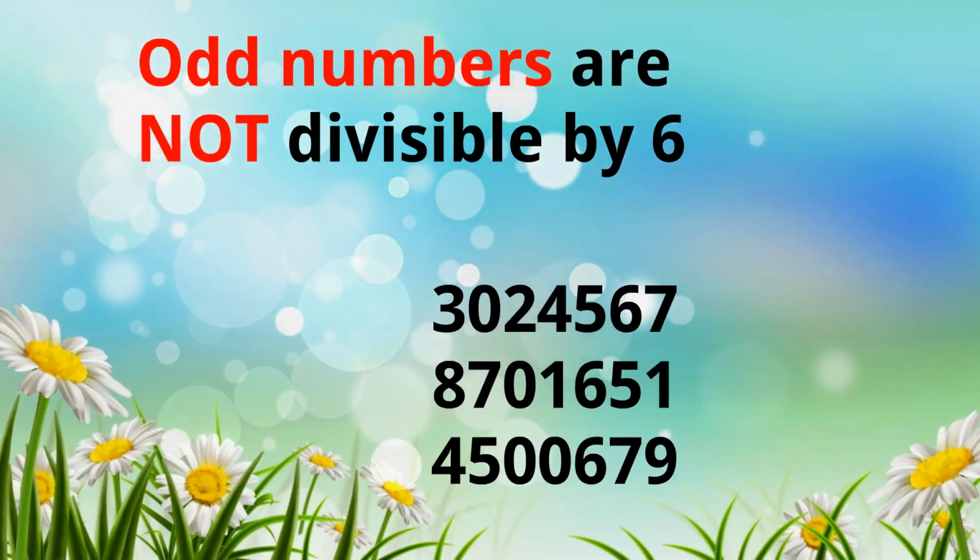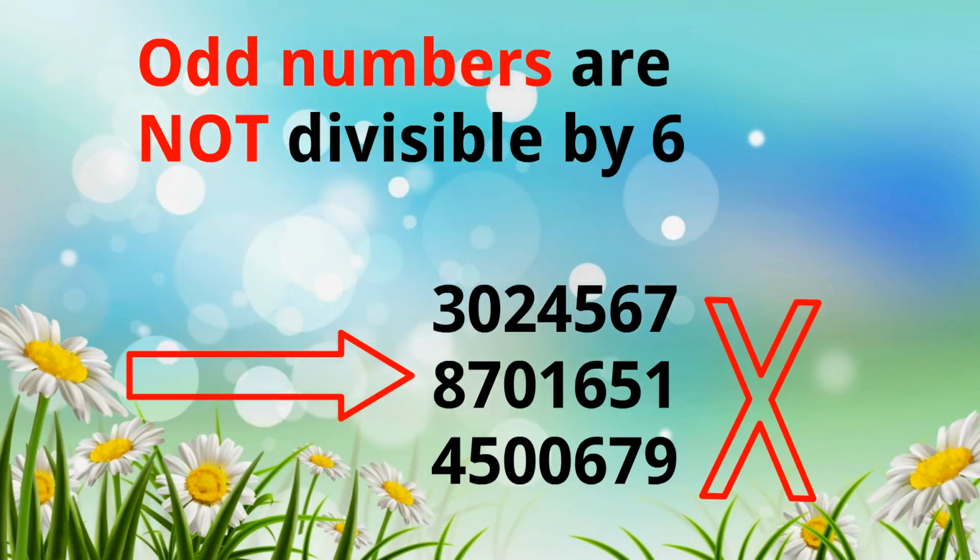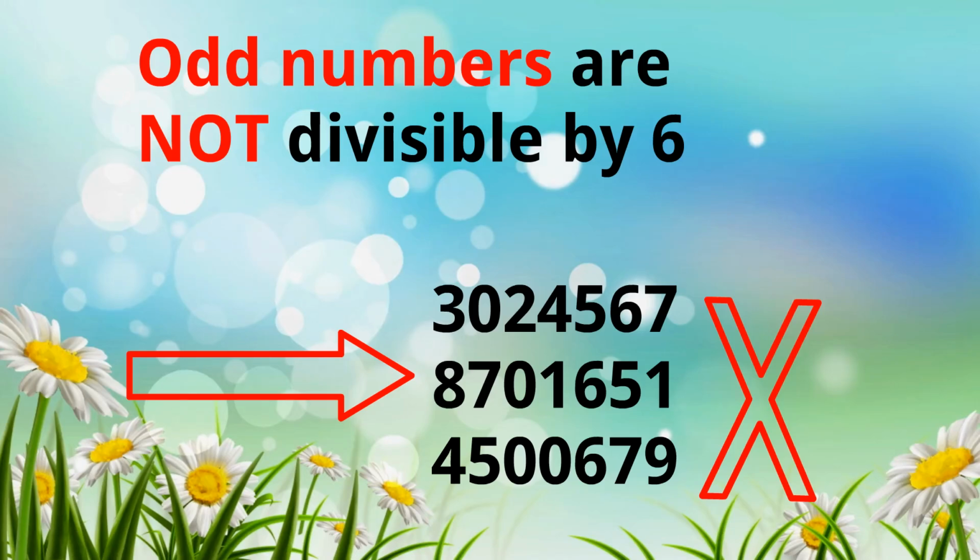Odd numbers are not divisible by 6. Examples: the numbers 3024567 and 8701651 are odd numbers. These odd numbers are not divisible by 6.